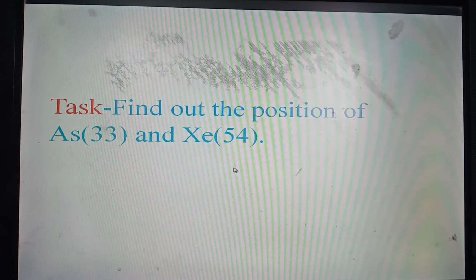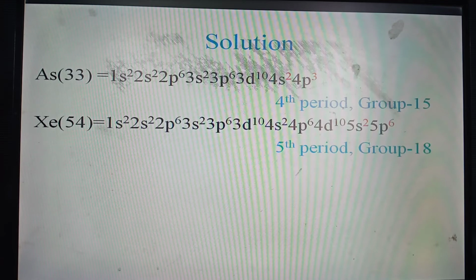In this way we can find out the position of p block elements. I have given you two tasks. Find out the position of arsenic with atomic number 33 and xenon with atomic number 54. At first try yourself, then justify from the next slide. This is the solution. It has 4 energy levels involved in the electronic configuration. So it is placed in the 4th period, and the number of electrons in the outermost energy level is 2 plus 3 is equal to 5. You have to add 10 with this 5 and you will get the group number 15.